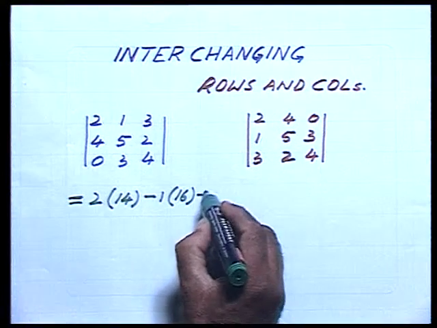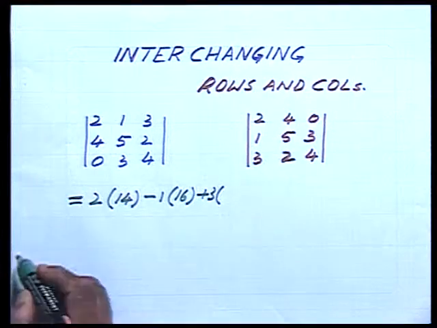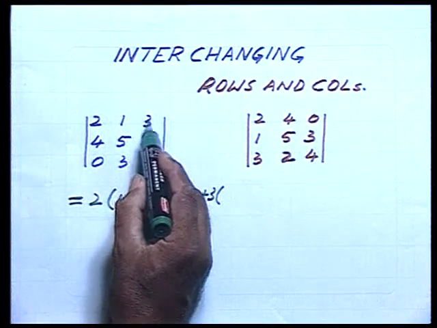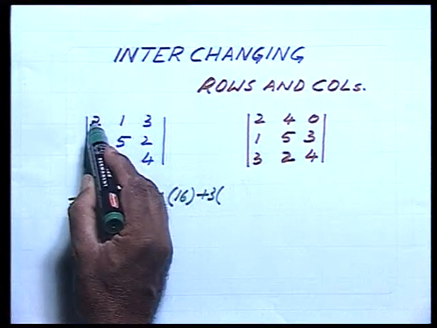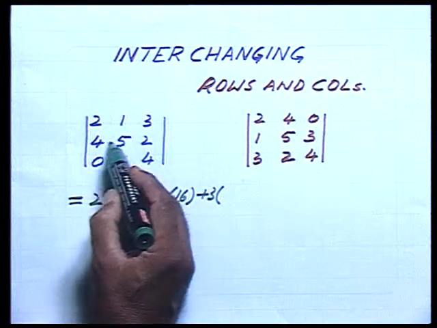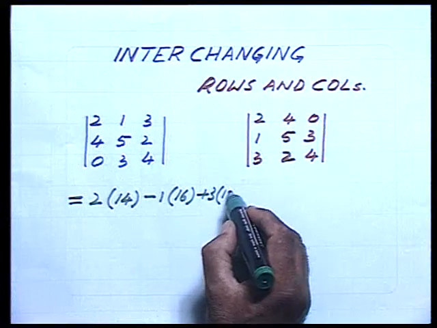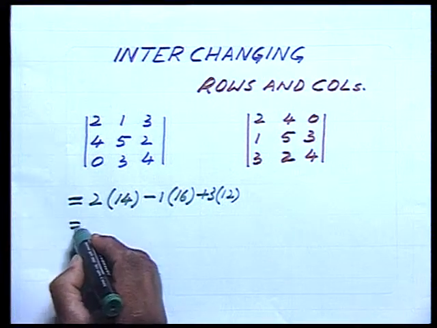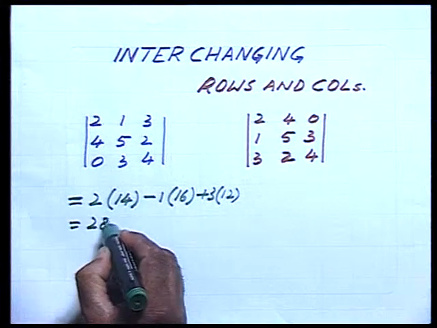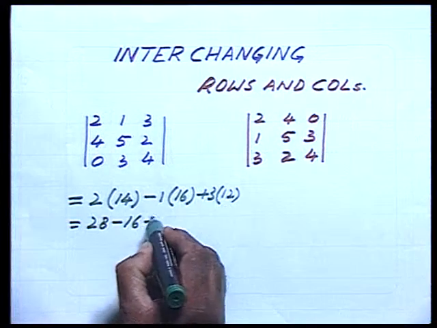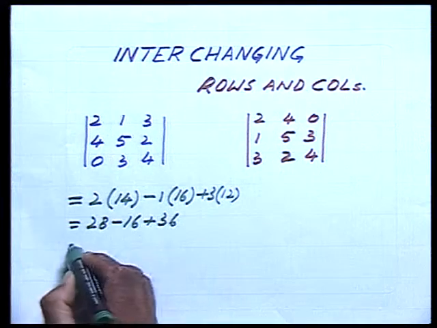and plus 3 times what will I get? See, this is 3, this column neglected and leave this column this row 4 5 0 3, 4 3s are 12 minus 0. So, this is 12. This gives me 28 minus 16 plus 36, this comes to 48.